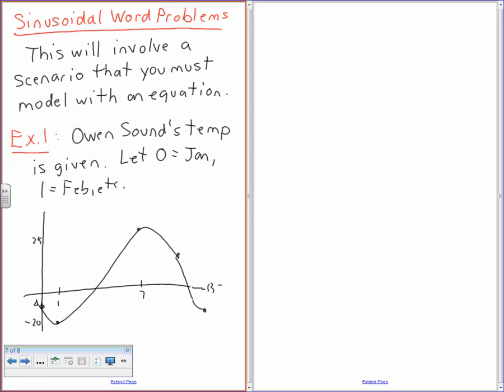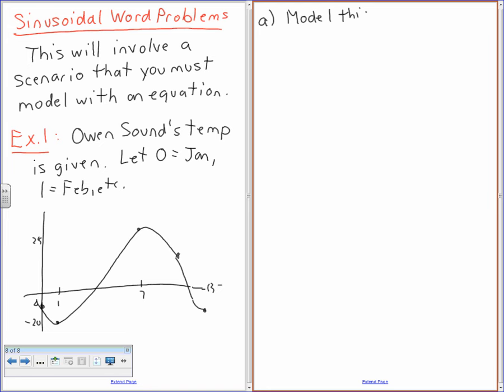Okay, so here we go. A, model this with a sinusoidal equation. What sinusoidal means is sine or cos. Now, what equation are we always going to use? Cosine always. Even though the textbook and I will ask you for a sinusoidal equation, it means cosine.